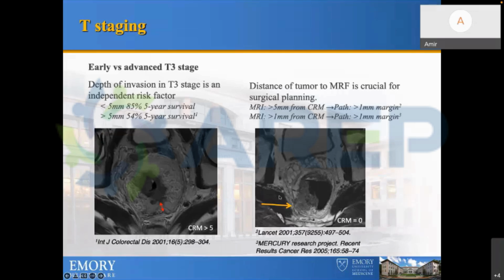So identify your mesorectal fascia, and also remember, when you go high rectum, there's no mesorectal fascia. Anteriorly, there's peritoneum. So if you see this appearance anteriorly, that will actually be T4 stage, so not T3.